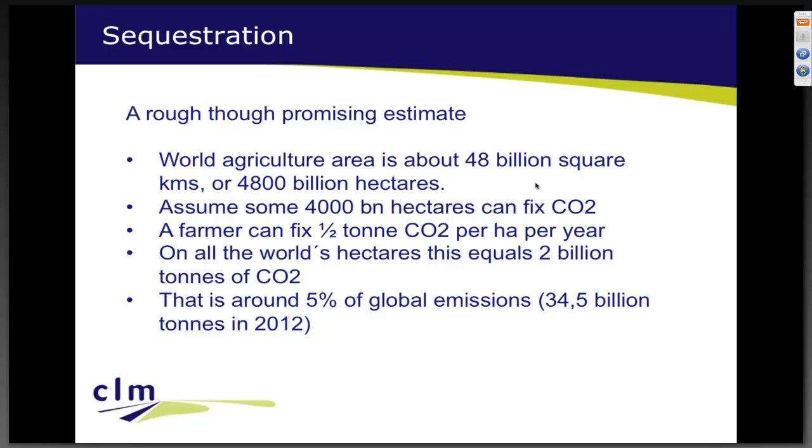but given, just roughly assuming that 4,000 billion hectares can fix CO2, and a farmer can fix half a ton of CO2 per hectare. If a farmer tries really hard, in Dutch situations, he can fix a full ton of CO2 per hectare over a range of 10 to 20 years, continuing that over the years. So that is not unfeasible. That would equal 2 billion tons of CO2, and that's 5% of global emissions. You are struggling to reduce global emissions by a few percent, and if all farmers would really take care of their soil, you might be able to solve climate change. Just dreaming here, because I know there's a lot of barriers.